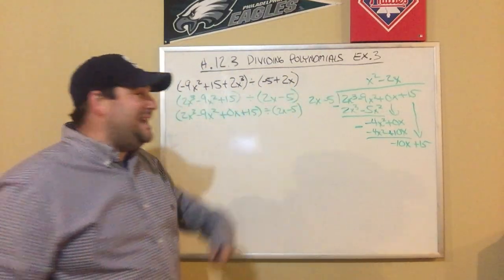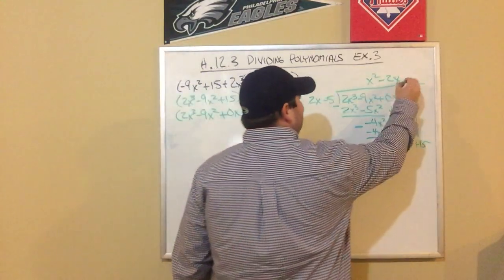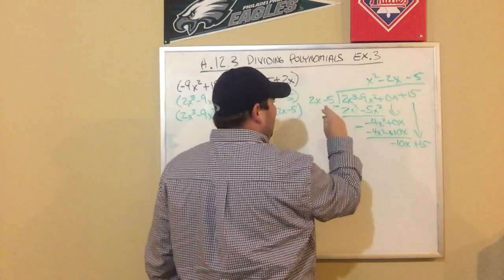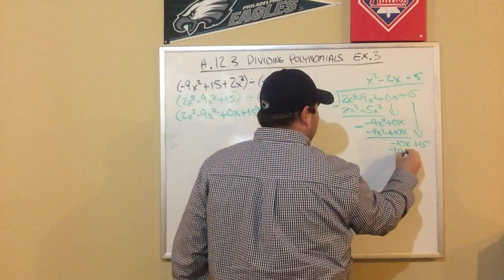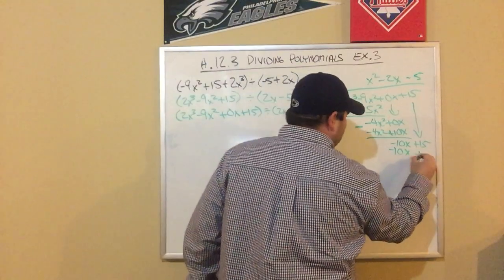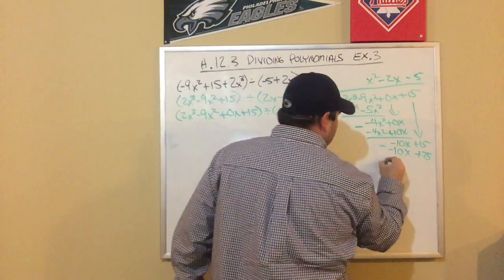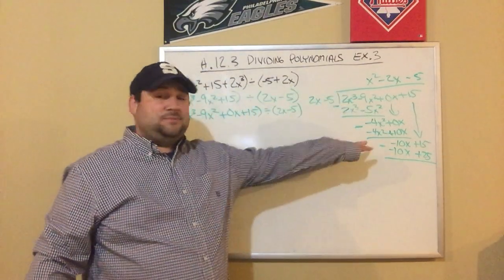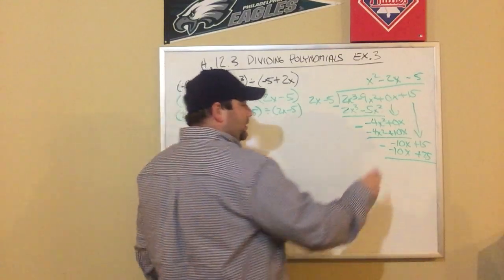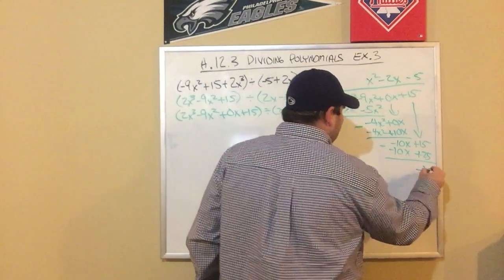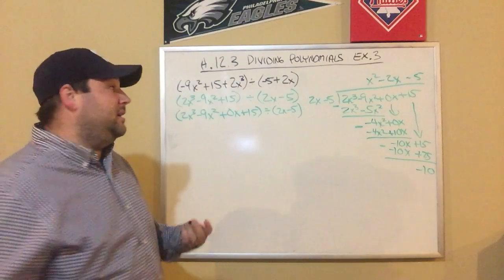2x is going to go into negative 10x negative 5 times. Negative 5 times 2x is negative 10x. Negative 5 times negative 5 is positive 25. Subtract. Negative 10x minus negative 10x cancels. That's what I want. 15 minus 25 is negative 10. So I have a remainder. I got a remainder of negative 10.